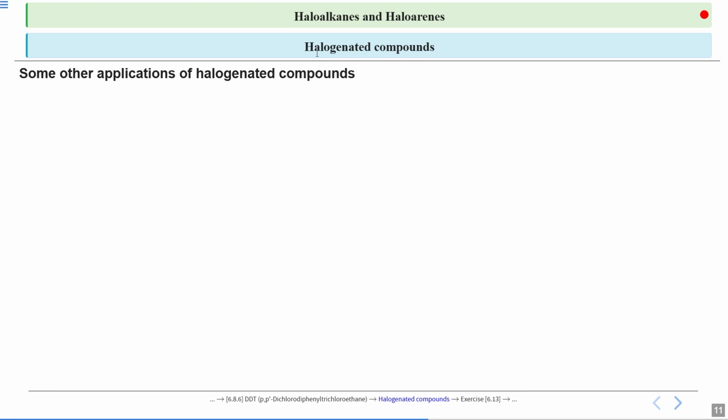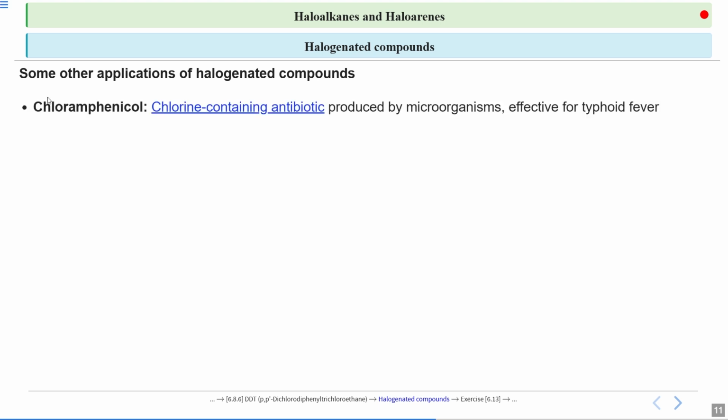Now let's talk about some other halogenated compounds, and some other applications of halogenated compounds. First is chloramphenicol. This is a chlorine containing antibiotic which is produced by microorganisms, effective for typhoid fever. That means it is an antibiotic which contains chlorine, and it is produced by the microorganism, and it is very effective for typhoid fever.